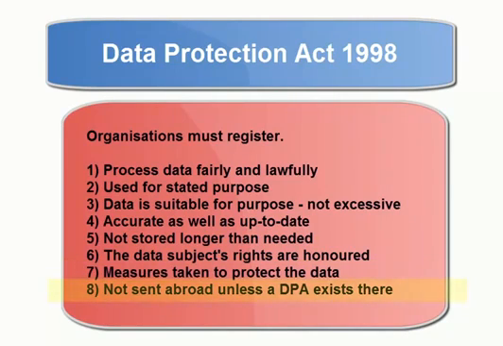And the other thing about the data is it can't be sent to a third party country outside of the European Union. It's got to stay within the European Union unless a country has got an act that is very similar to the DPA. So there are 8 parts to the Data Protection Act. Organisations have to inform the Information Commissioner, and you as an individual have the right to see what data is being kept about you by a bank or whoever just by applying.